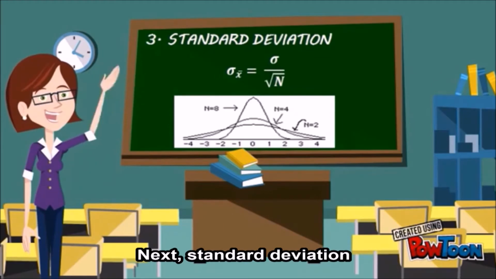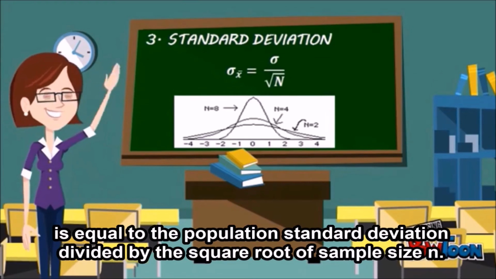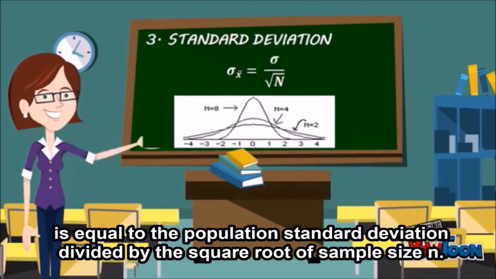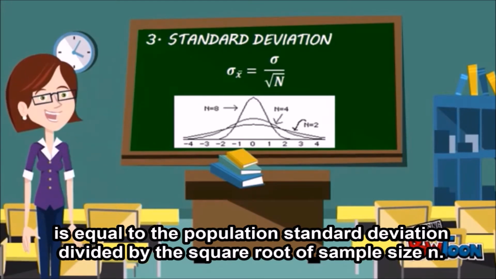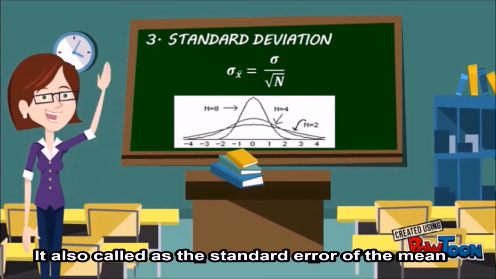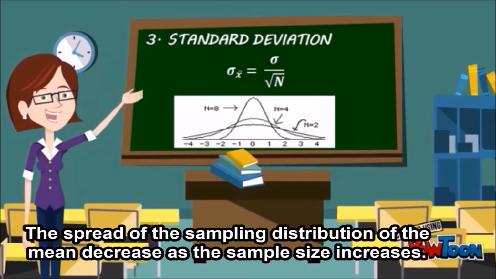Next, standard deviation. The standard deviation of the sample mean is equal to the population standard deviation divided by the square root of sample size n. It also is called the standard error of the mean. The spread of the sampling distribution of the mean decreases as the sample size increases.